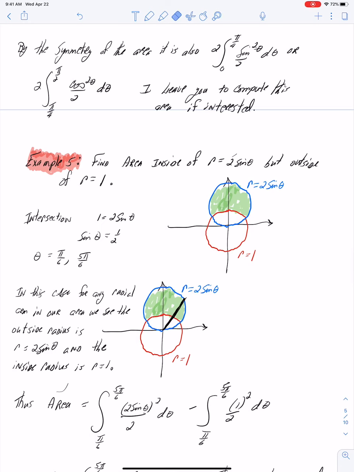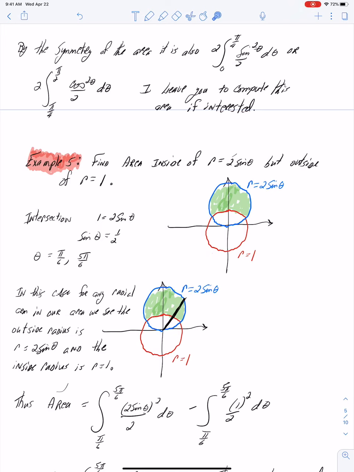All right, suppose I want to find the area inside of one curve, r equals 2 sine theta, but outside of another curve, r equals 1. Now, r equals 1 is what? It's a circle of radius 1 centered at the origin, so it looks like this.